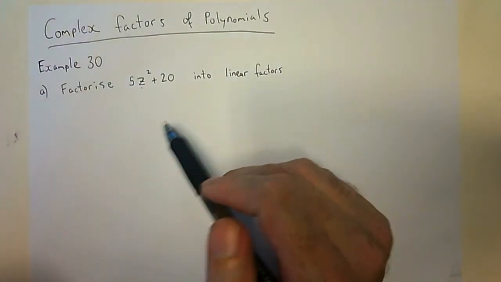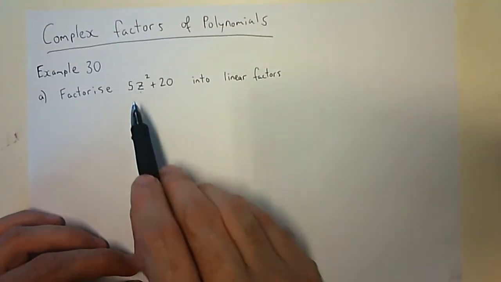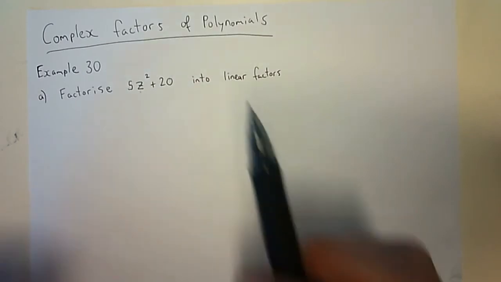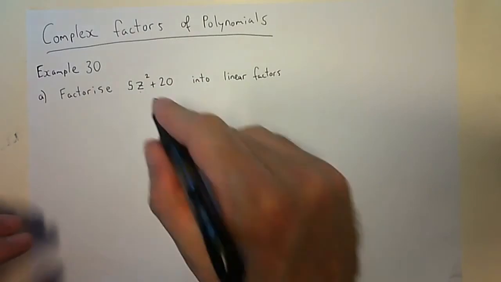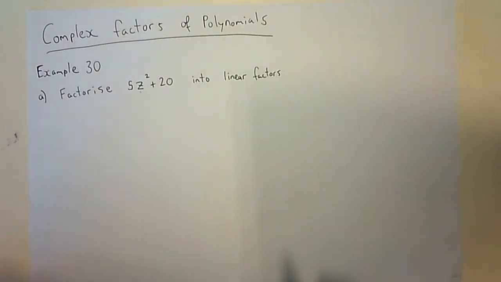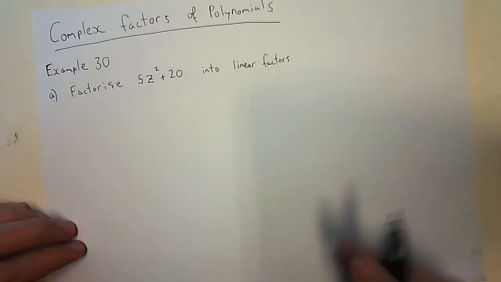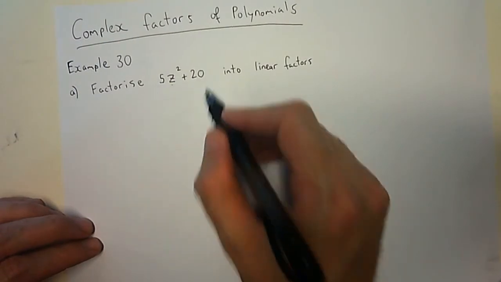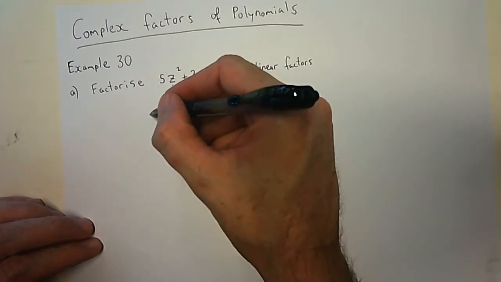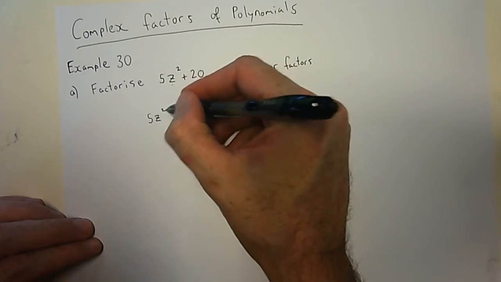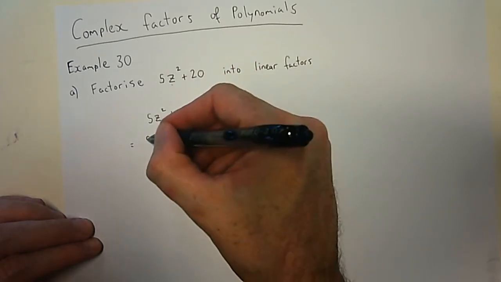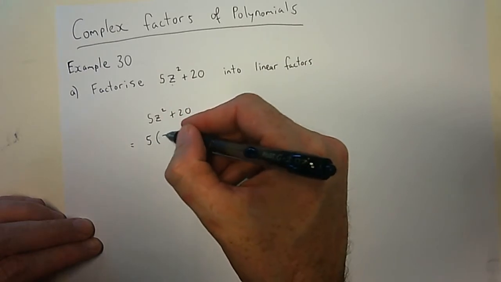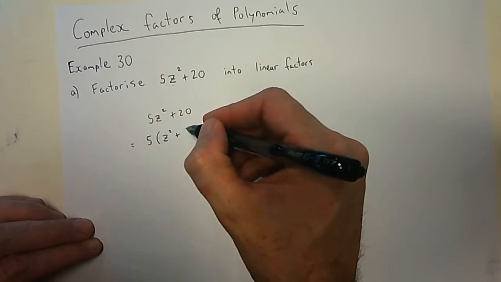Okay? Or we could put it another way. We could say we could factorize this such that it's in terms of 2 linear expressions. So let's start by factorizing this, and then we'll make more sense of it afterwards. If we've got 5z squared plus 20, I'm going to start by factorizing that. Both terms are divisible by 5, so I could say it is equal to 5 times z squared plus 4.